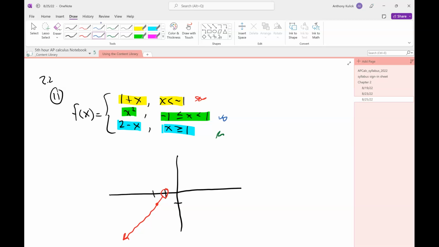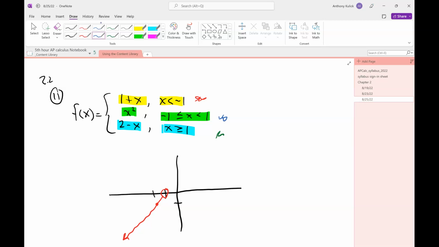So again, to graph a quadratic, I need the vertex and then a point or 2 on either side of the vertex. What's the vertex of the parabola defined by x squared? 0, 0, right? That should be easy.